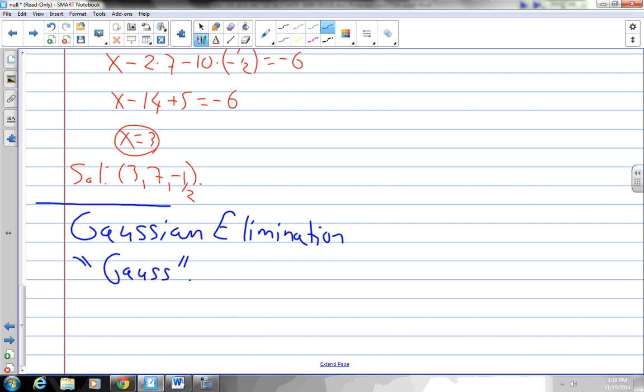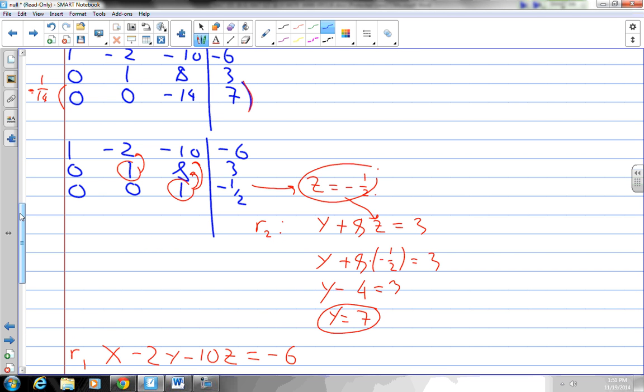All right. So yeah, he's big on math. He's very famous. Did a lot of work. And yeah, we should know good old Gauss. So that's called Gaussian elimination when you get that reduced row echelon form of 1, 1, 1.